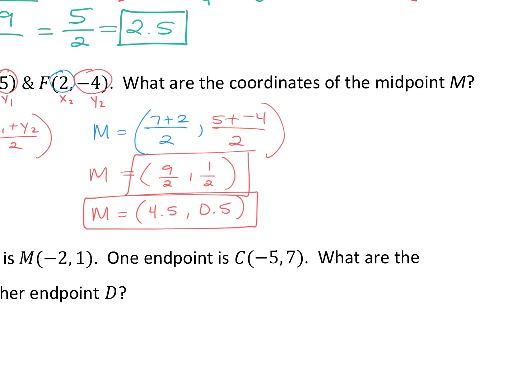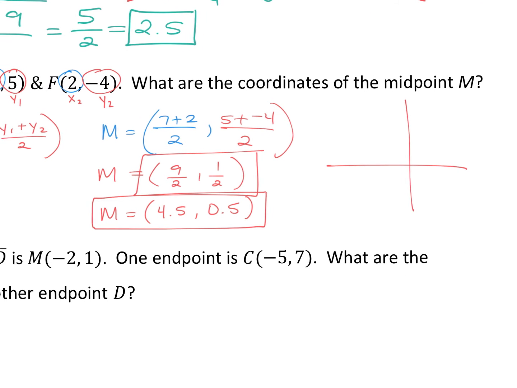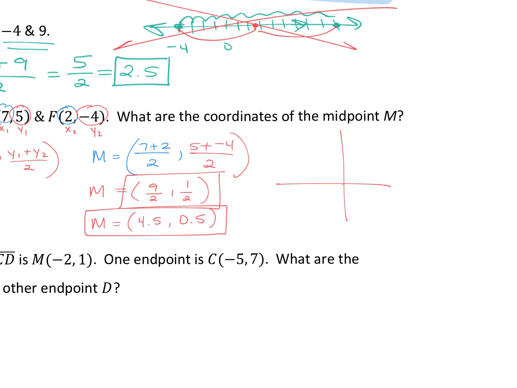Here, if you want to do it like this, here's the coordinate plane. We started at 7, 5. So 7, 1, 2, 3, 4, 5, 6, 7, 5 is probably up here somewhere. So that's E. F is at 2, -4, so that's down here somewhere. Look at your midpoint, 4.5 and 0.5 would be right around there. As long as they are linear and it looks like the same distance away, you can feel pretty good about your answer. Okay? Questions on that? And like I said, you don't have to do this. That's just if you want to check your answer.